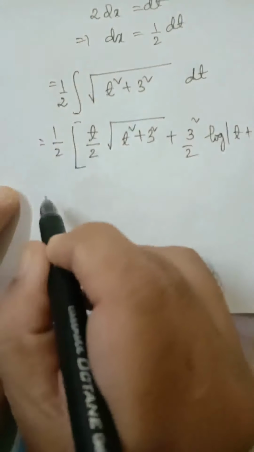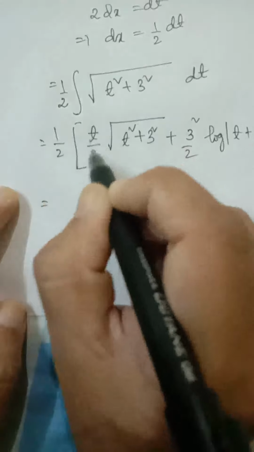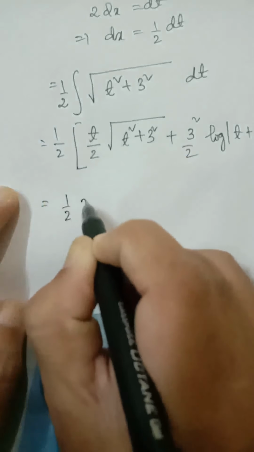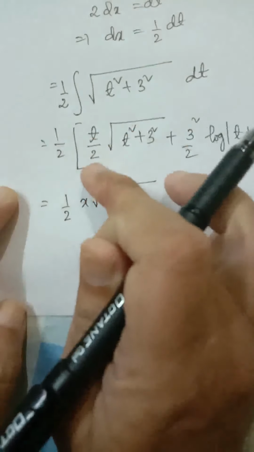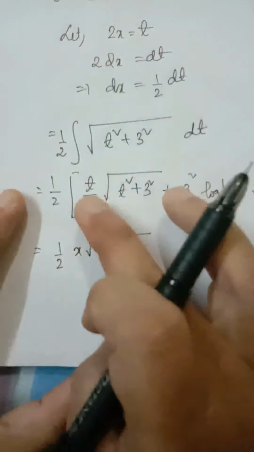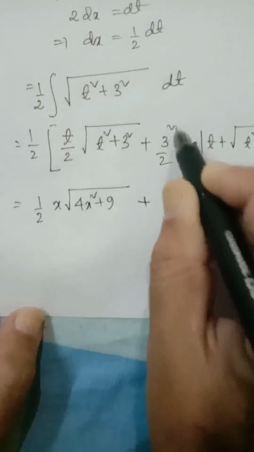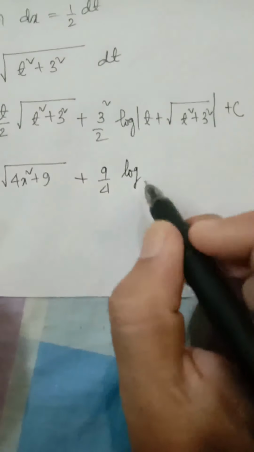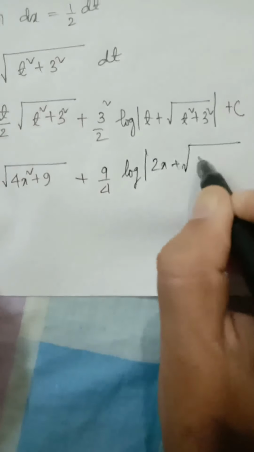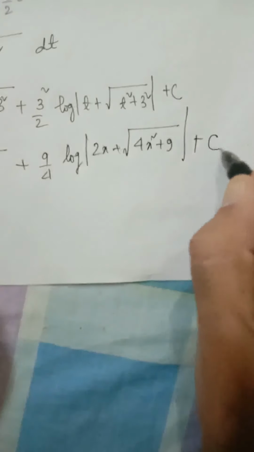Now we'll put t equal to 2x. Then 2x and 2 cancel, and we get half into x into root over 4x square plus 9, that is x by 2 root over 4x square plus 9, plus 9 by 2 into 2, that is 9 by 4 log of 2x plus root over 4x square plus 9 plus c. So this is the answer.